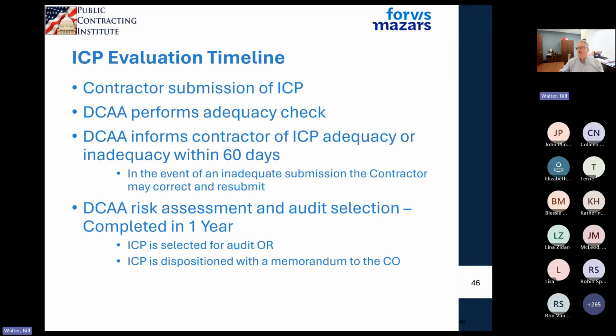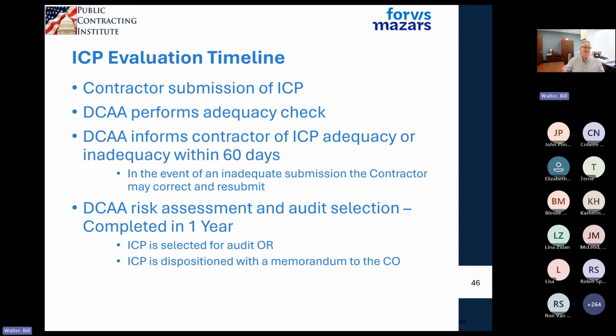Okay. Basically, with your incurred cost proposal, you have 6 months to put it in. DCA today has 2 months to look at it and say it's adequate or it's not adequate. If it's not adequate, they send it back to you. And then you have to fix the inadequacies and resubmit it, and then the clock starts again. They have 60 days to tell you if it's adequate or not. Once they tell you it's adequate, they have to go through and audit it or dispose of it within a year.